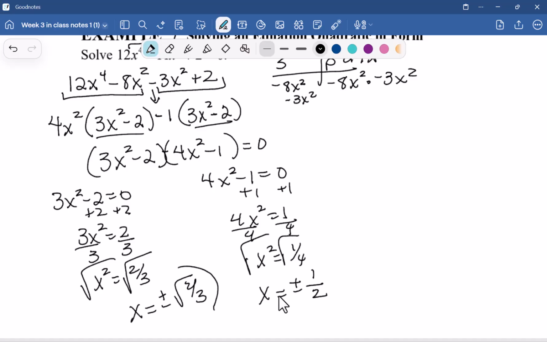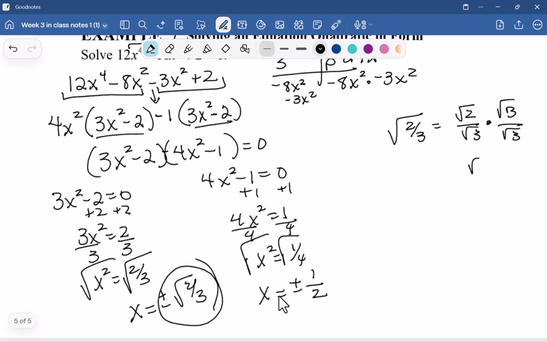Now this one, I like that answer. I think it's fine, but sometimes Delta Math gets mad at it. So I'm going to simplify the square root of 2 over 3. That is the same as the square root of 2 over the square root of 3. So you have to rationalize your denominator. You can't leave a square root in the bottom. So you times by the square root of 3 on top and bottom. And that's the square root of 6 over the square root of 9, which is the square root of 6 over 3. So my answers would be x equals positive square root of 6 over 3, negative square root of 6 over 3, positive 1/2, negative 1/2.